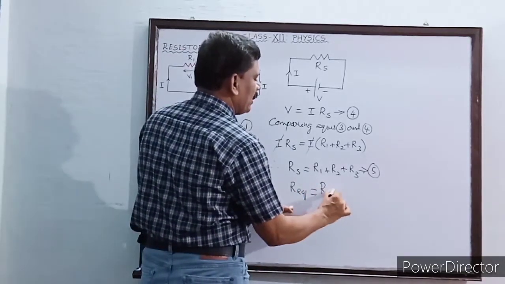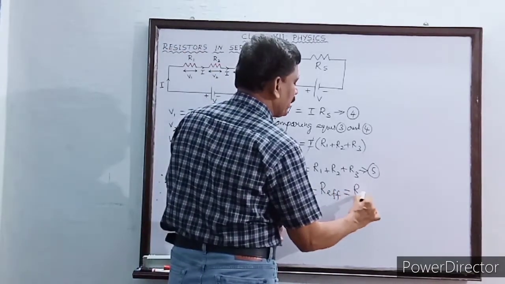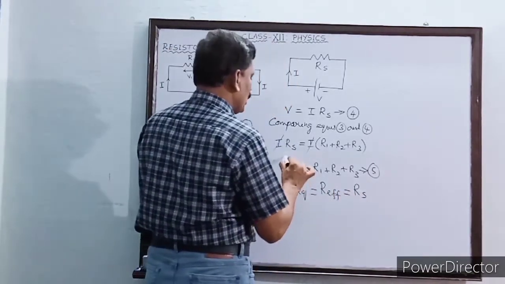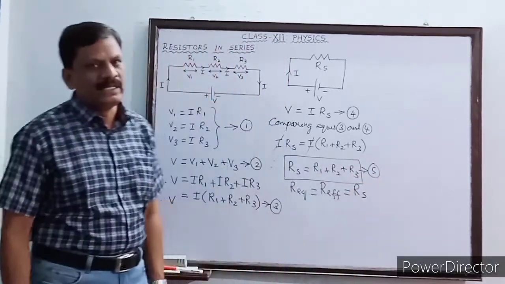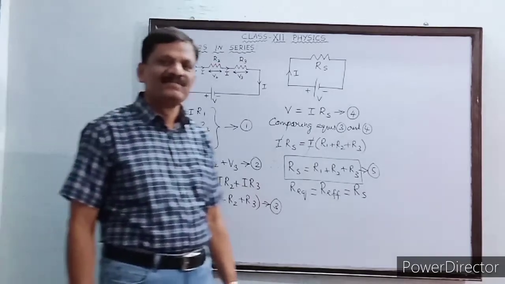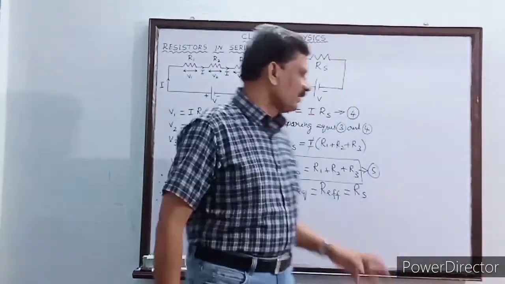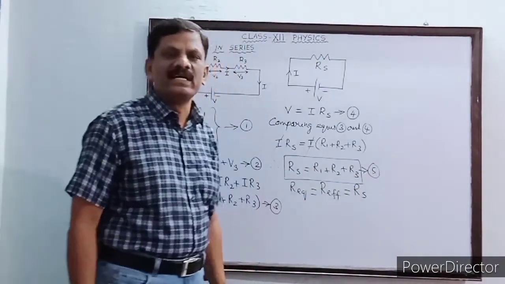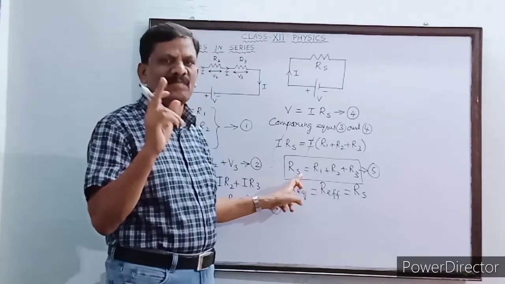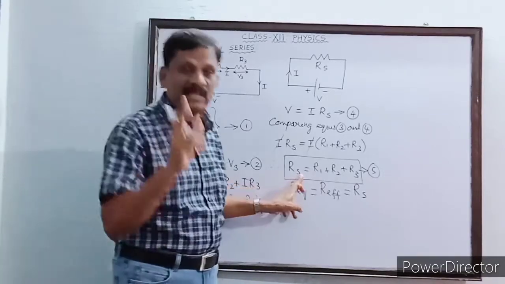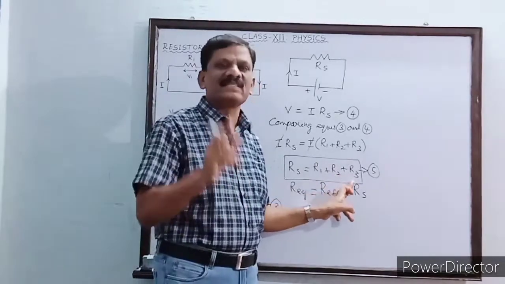This is also called R effective, and this is also denoted with the symbol RS. So RS is equal to R1 plus R2 plus R3. Have you understood? So what do we infer from this equation? From the last equation number 5, what do we infer? The equivalent resistance in series combination is equal to the sum of the individual resistances.